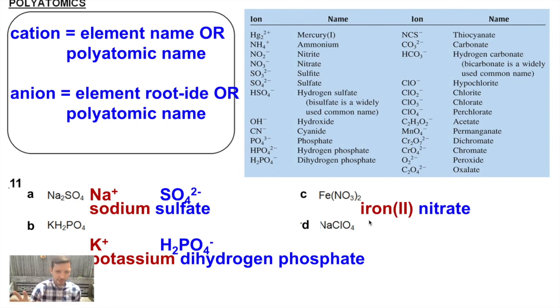Lastly, we have an Na, a sodium cation, and a ClO4- anion, so that's sodium ion, and perchlorate. If you scan the chart, that's what ClO4-1 is equal to. That takes care of all the ionic compounds.